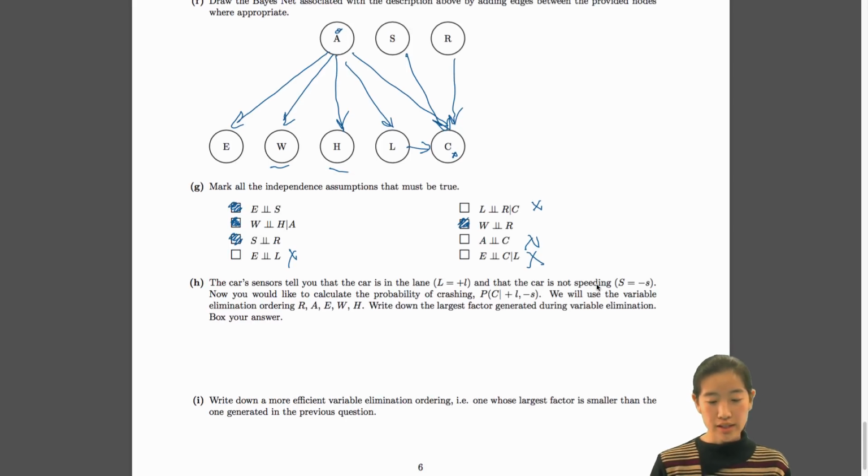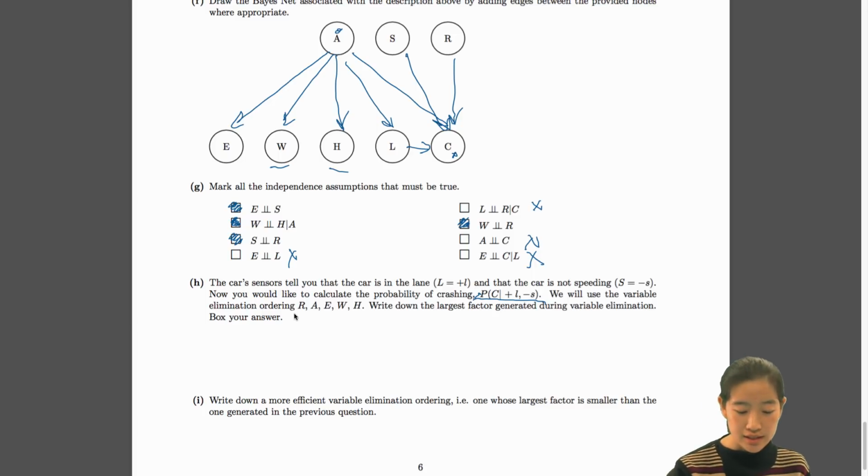So we have this sensor that tells us that it is in the lane and the car is not speeding. And we want to calculate the probability of it crashing, given these two pieces of information. We can do this by variable elimination, and they want us to eliminate in this order, R. So let's just write it out. Let's start with the first one.